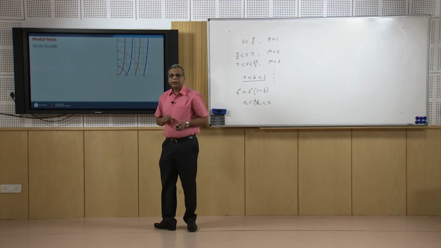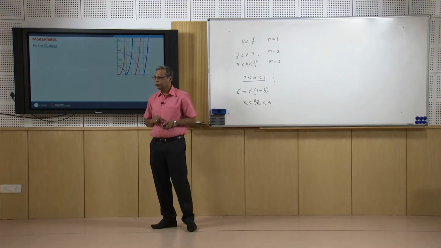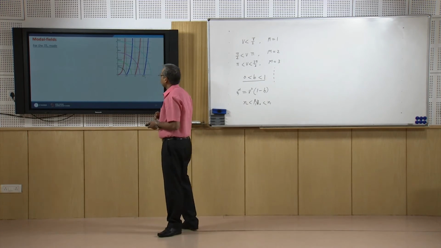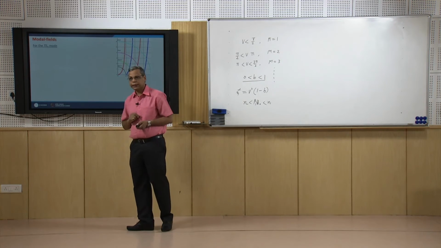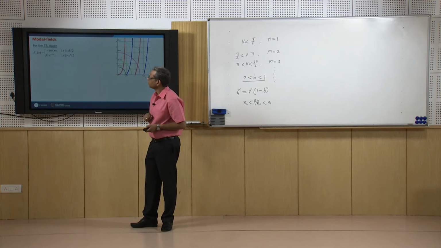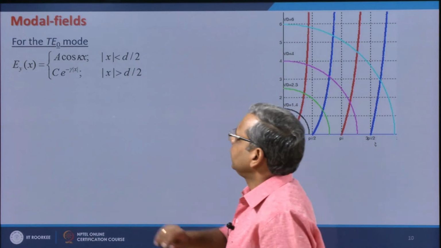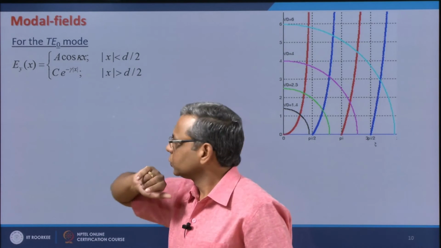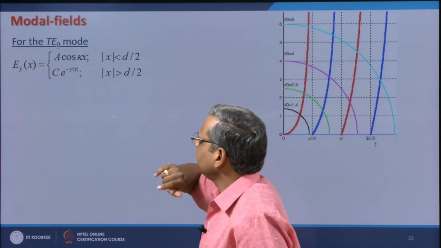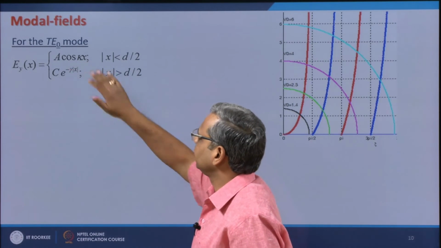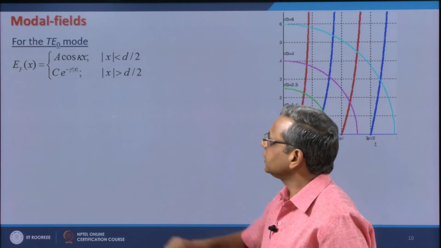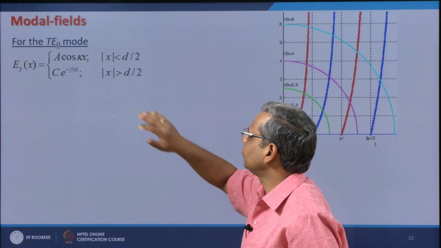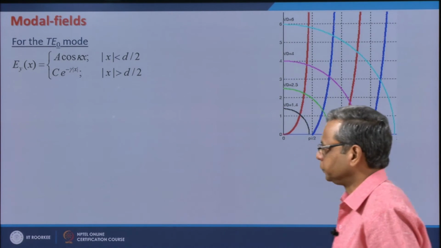Let us now look at modal fields. How do the modal fields look? Let us plot the field for the TE0 mode. TE0 is a symmetric mode. So, the modal field will be given by Ey of x is equal to A cosine kappa x in the region mod x less than d by 2, and C e to the power minus gamma mod x for mod x greater than d by 2.